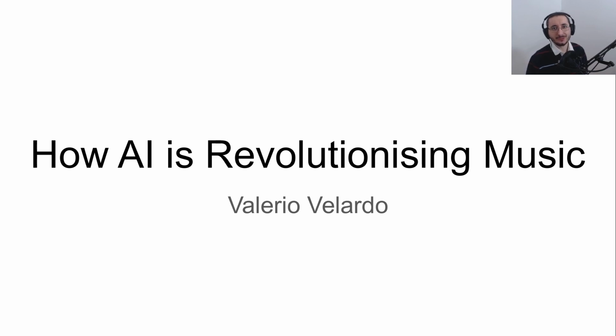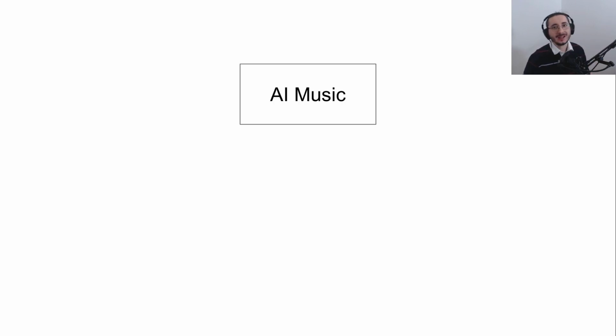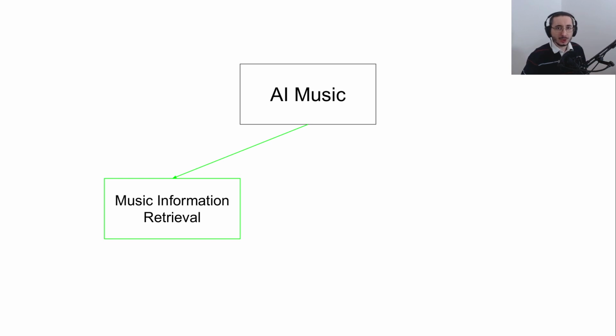Hi everybody and welcome. In today's video, I want to give you an overview about how artificial intelligence is revolutionizing music. Let's get started by defining what I mean by AI music. This is a very large field that spans a lot of different tasks and use cases, but I tend to divide it into two different subfields. The first of which is music information retrieval, or its acronym MIR. So what's MIR? Well, in a nutshell, with MIR, we extract information directly from music.